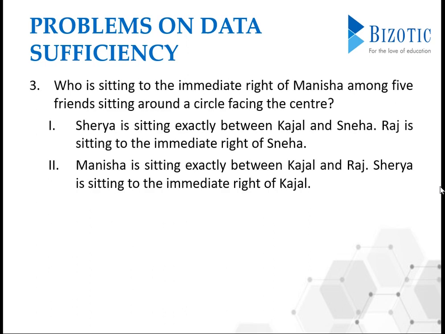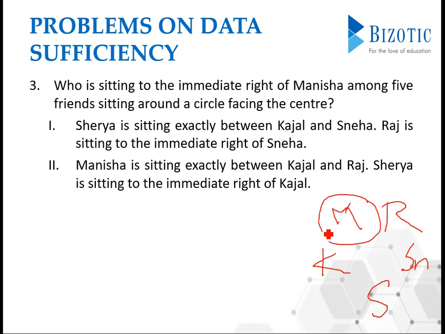Who is sitting to the immediate right of Manisha among 5 friends sitting around a circle facing the center? Okay, we have to determine where Manisha is sitting among 5 friends. So let's go through statement 1. Shreya is sitting exactly between Kajal and Sneha. So Kajal let's take here, and Sneha let's take here, and Shreya is sitting here. Raj is sitting to the immediate right of Sneha, so here. And definitely there is only one person left, who is Manisha, who should be sitting here.